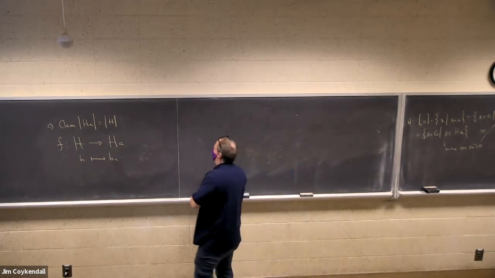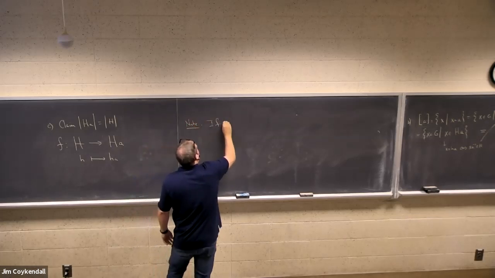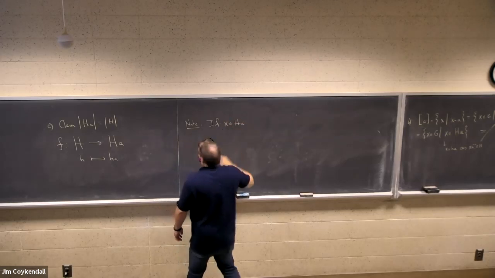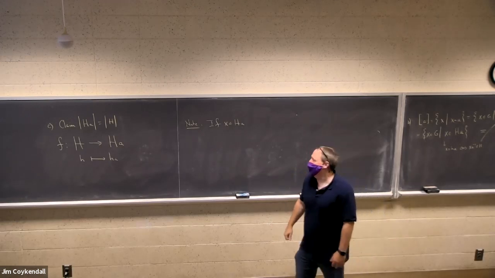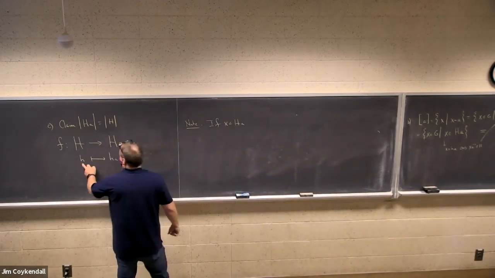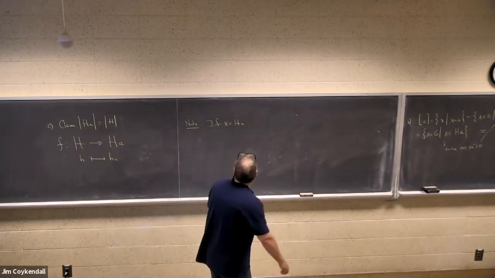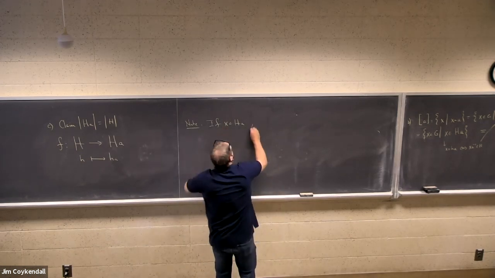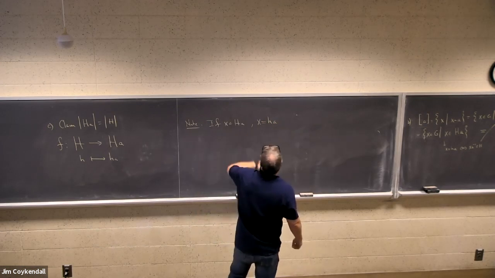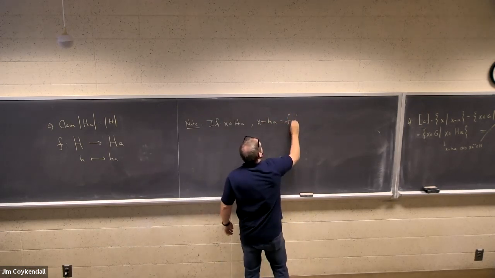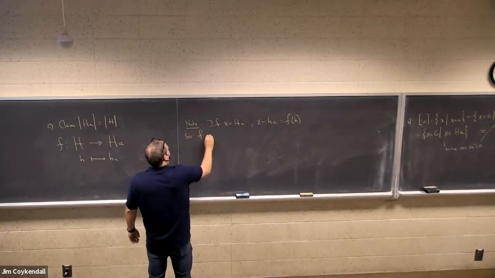Now, note, X. Let me point out that this function is clearly well defined, right? Your input is not ambiguous. An H gives you an HA. So all we need to do is show that it's bijective. So if X is in HA, by definition it is of the form HA, which is F of H. So F is onto.